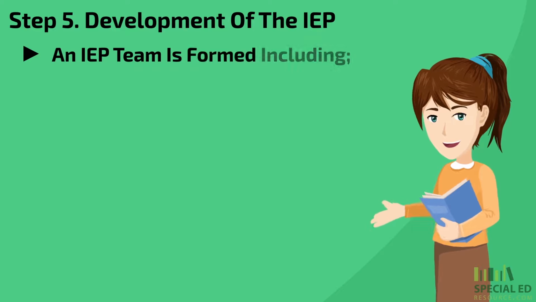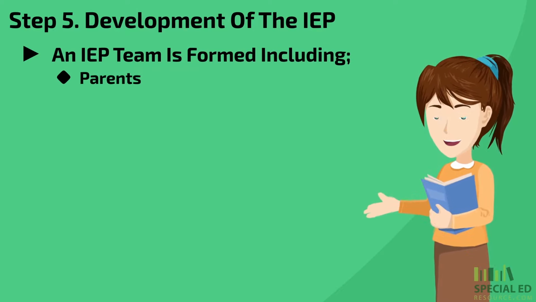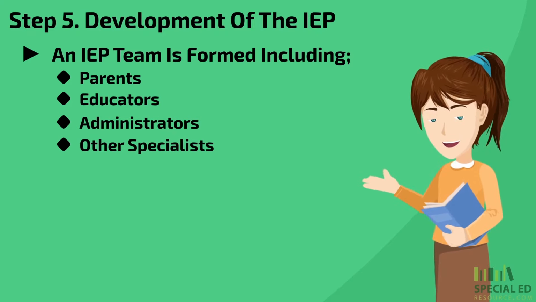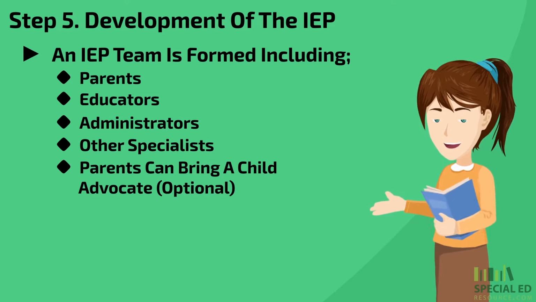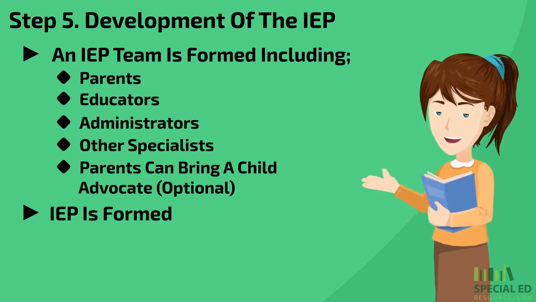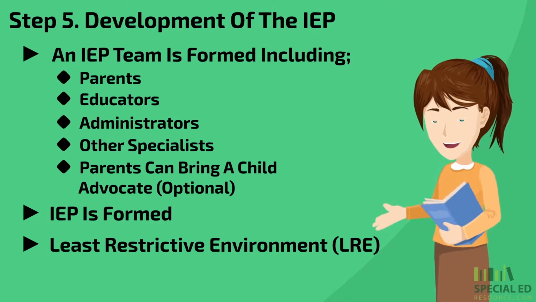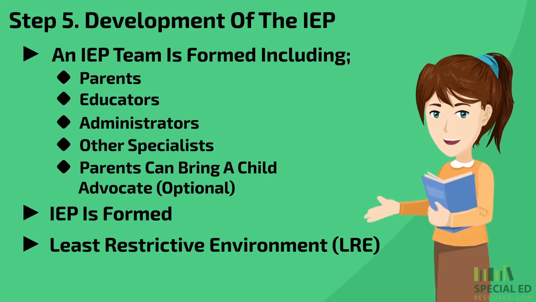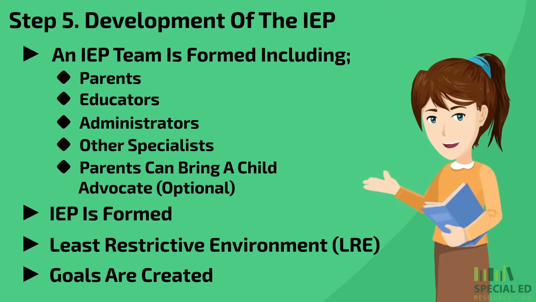First, an IEP team is formed. This team includes parents, educators, administrators, other specialists, and if a parent would like, they can bring a child advocate with them. This is the meeting where the actual IEP is formed. Part of the IEP requires that your child be placed in the least restrictive environment, or LRE. Lastly, specific goals are placed within the IEP document.